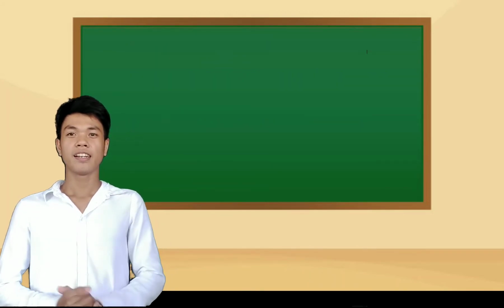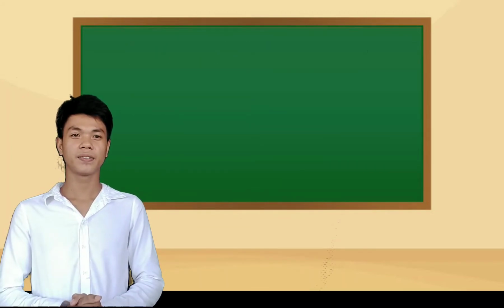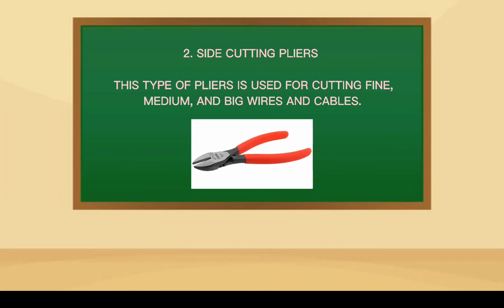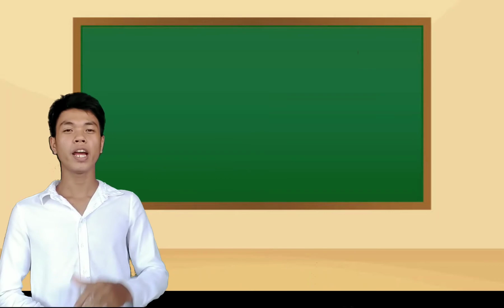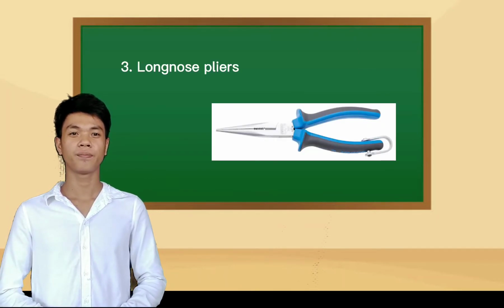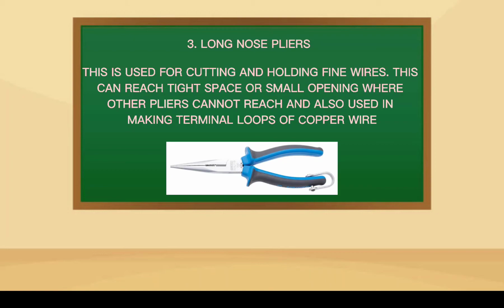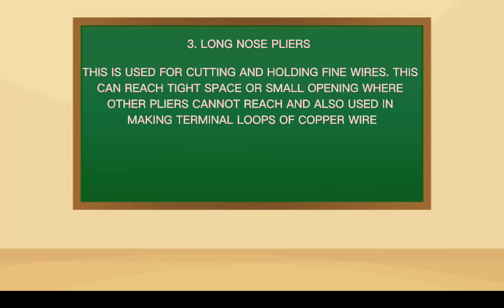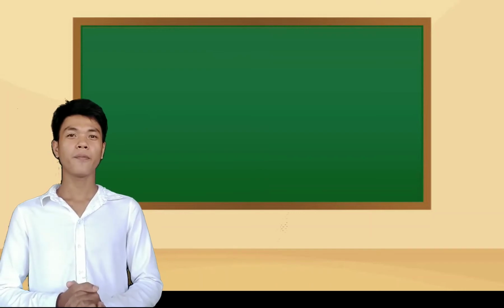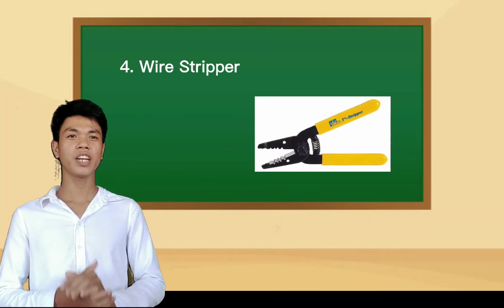Number 2. Side cutting pliers. This type of pliers is used for cutting fine, medium, and big wires and cables. And number 3, we have a long nose pliers. This is used for cutting and holding fine wires. This can reach tight space or small opening where other pliers cannot reach, and also used in making terminal loops of copper wires.